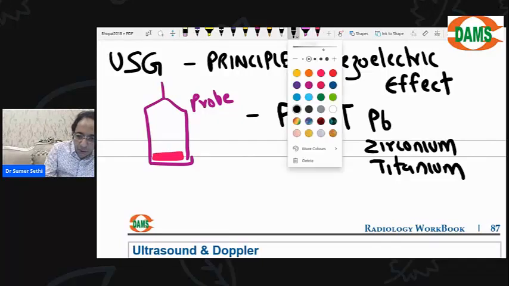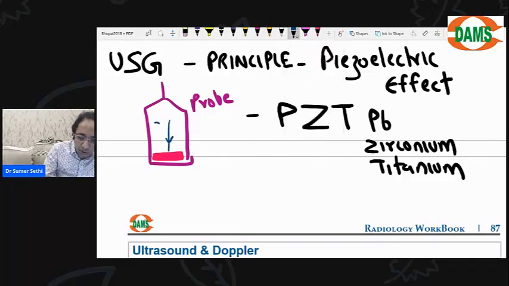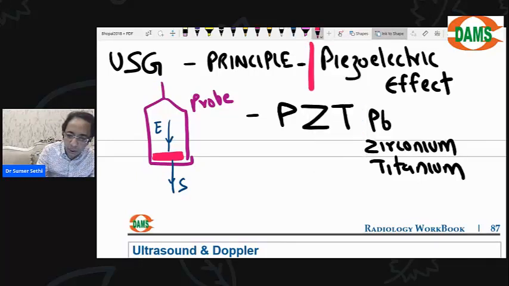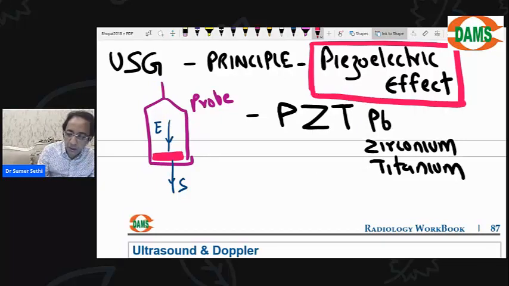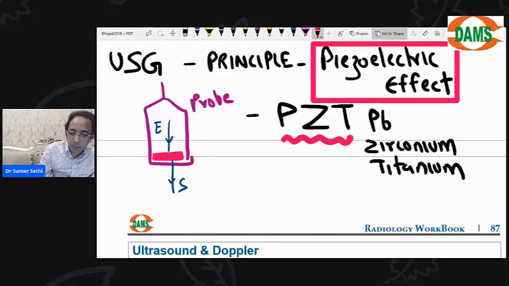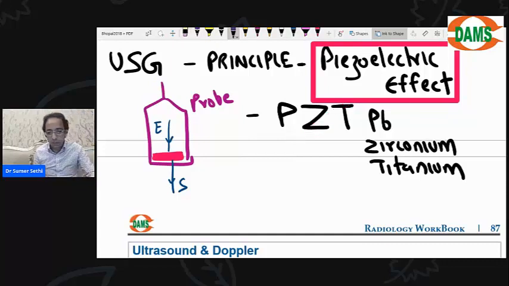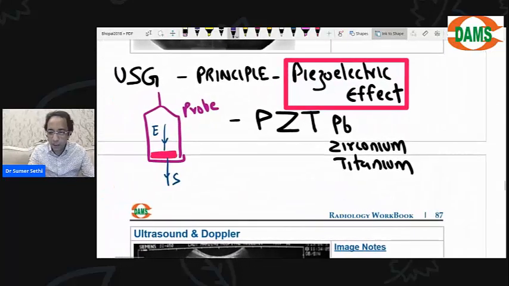This crystal has a property: whenever you apply electrical current to it, it vibrates and produces sound. Everybody, ultrasound machines are based on a principle called the piezoelectric effect. These crystals are made up of PZT. Whenever you apply electrical current to these crystals, they produce sound. This is the basic philosophy behind ultrasound.